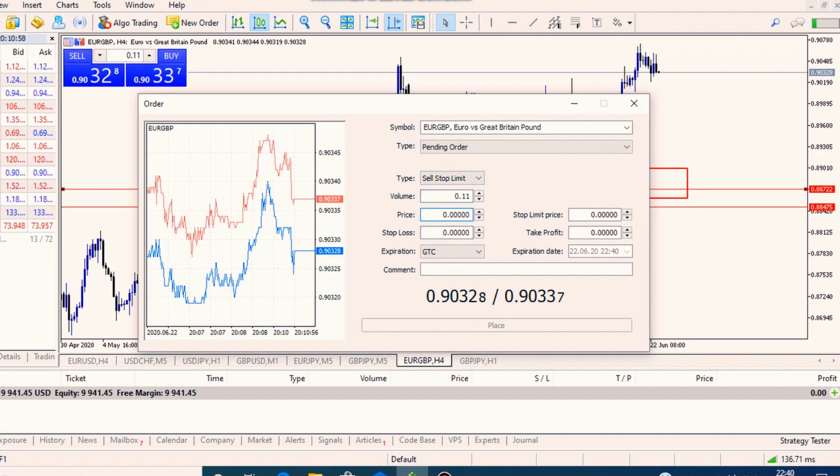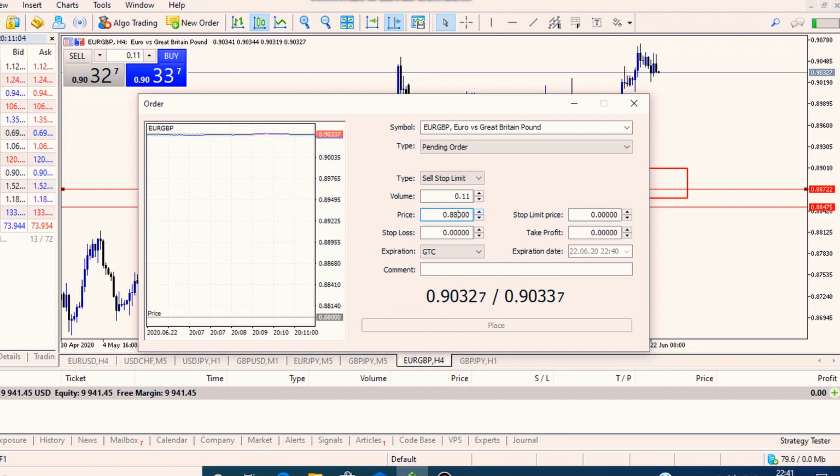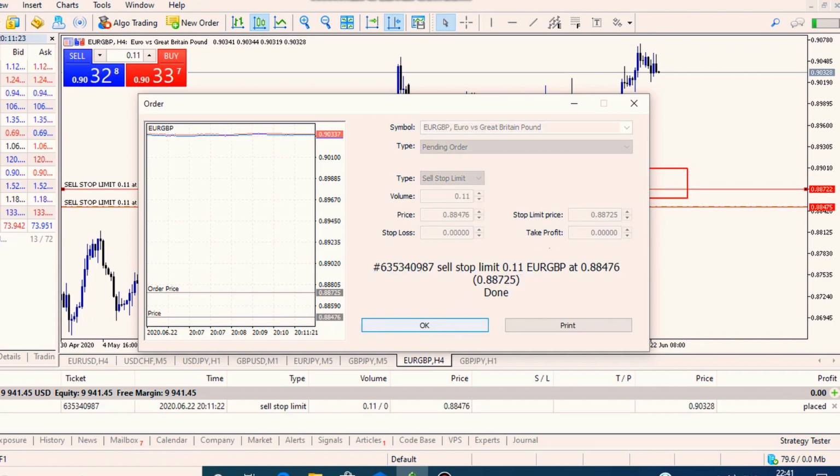Now in the price section, we will enter the breakout price, which is 0.88476, and in the stop limit price section, we will enter the retest price, which is 0.88725. Now enter the stop loss and take profit, set the expiration time and click on place button. Your sell stop limit will be placed.